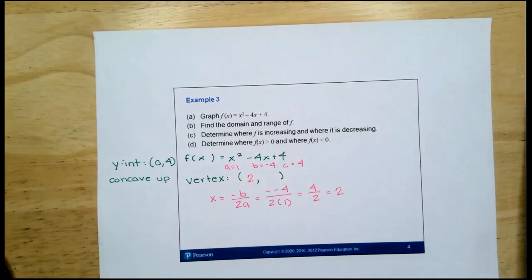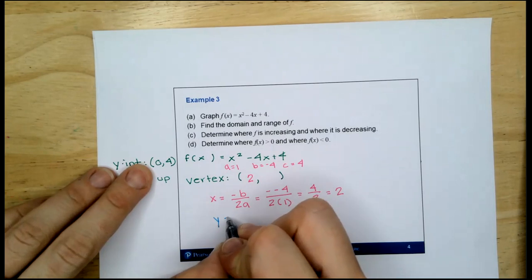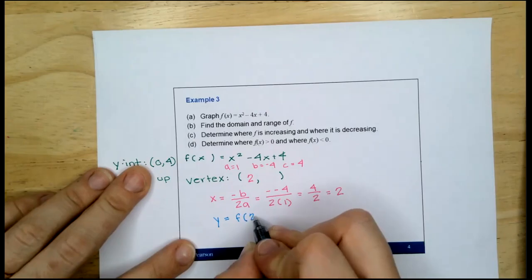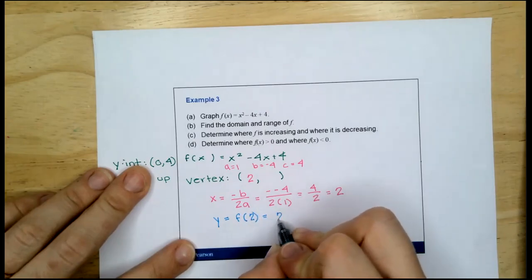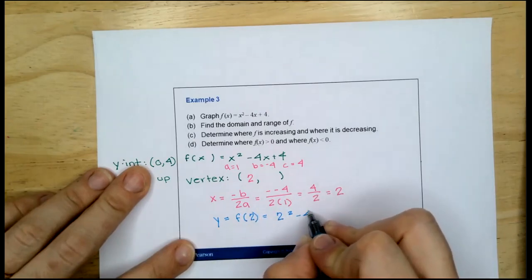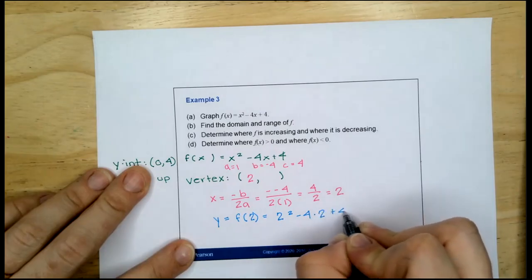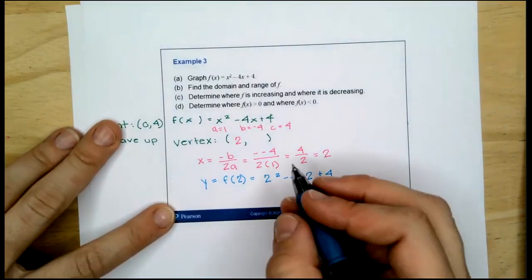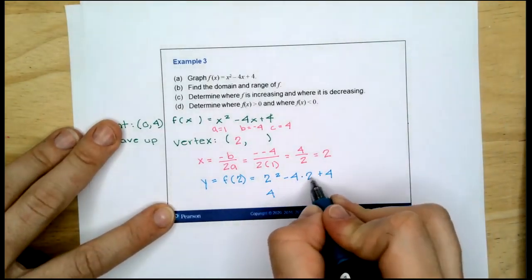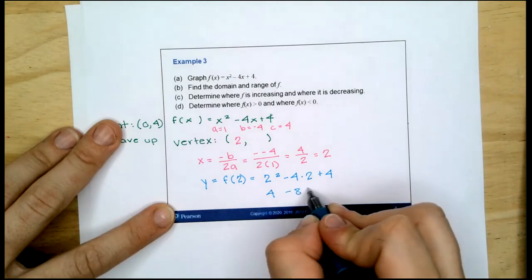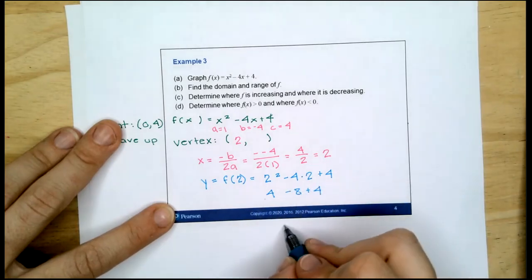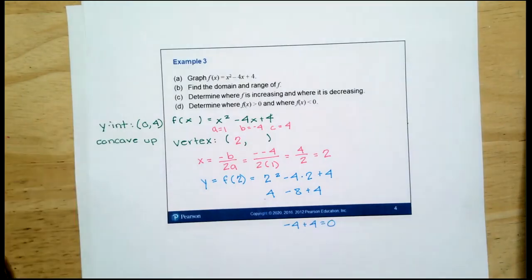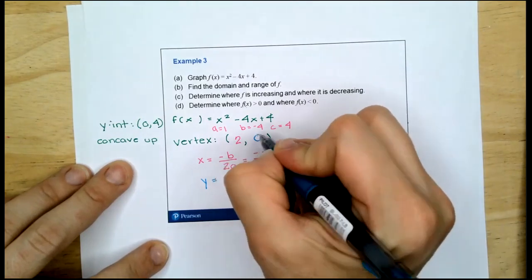My y value, you remember, is f of negative b over 2a, or f of 2, which means it's 2 squared minus 4 times 2 plus 4. Since they're positives, I didn't feel like I needed to use parentheses, but it's always better to use parentheses. 2 squared is 4. Negative 4 times 2 is a negative 8 plus 4. 4 minus 8 is a negative 4 plus 4 is 0. Good. So it's vertex at 2, 0.